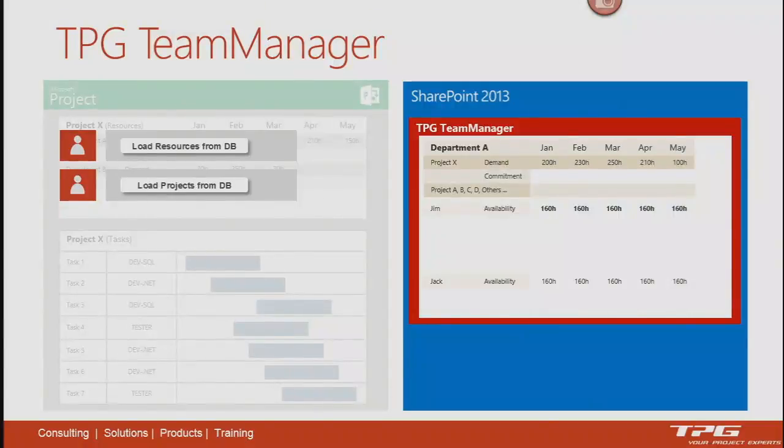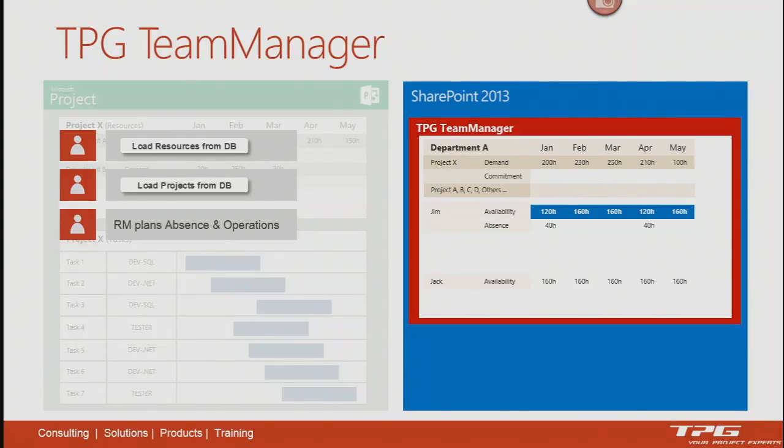Then he looks at the project requests. Which projects have how much request on my team? But before he starts assigning people to the project, he first looks after his people and says, okay, before I assign people to projects, I have other things like absence. So he plans absences, he plans operation, and then he starts planning projects.